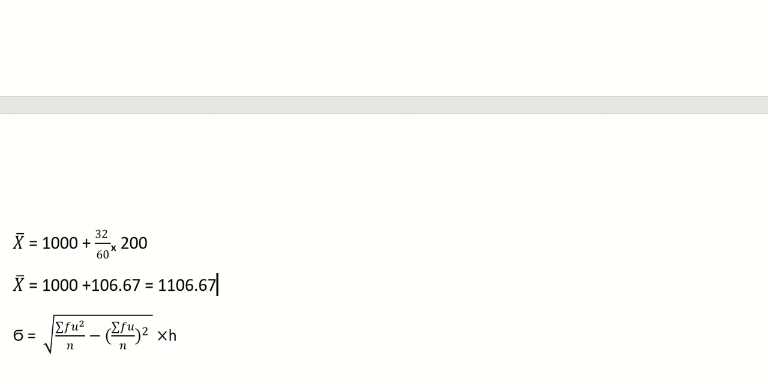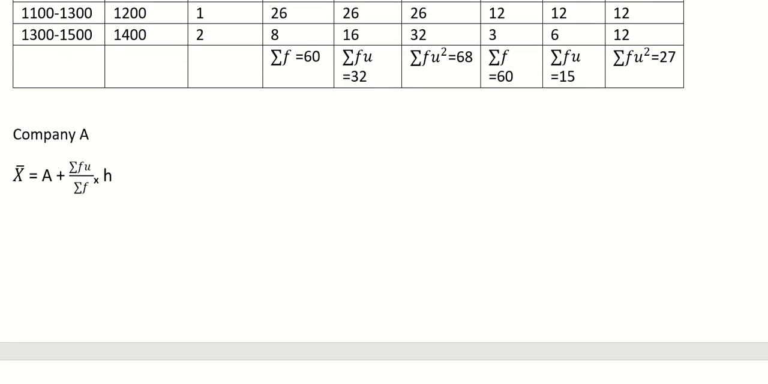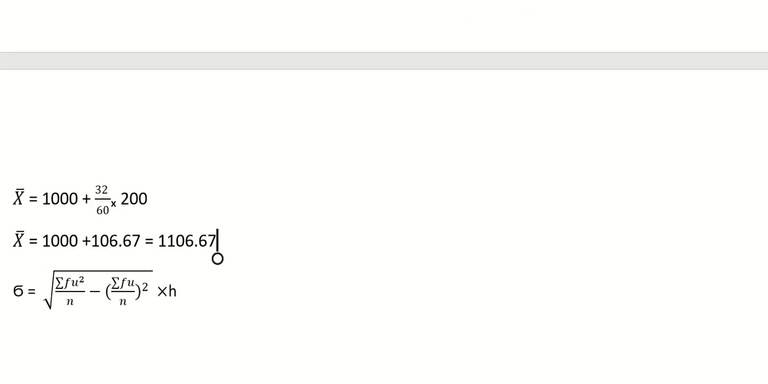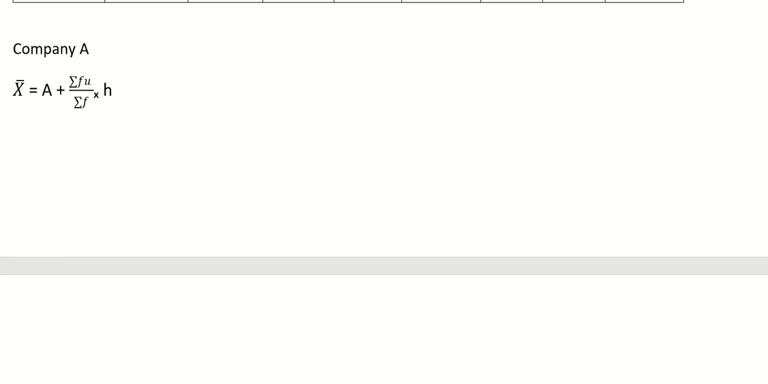Now this is the first part of the question. Which company's lamps have greater average life? So company A's average life we have calculated now. What we can do is simultaneously calculate company B's average life also. So let's solve the average. Let's calculate the average life of company B also.